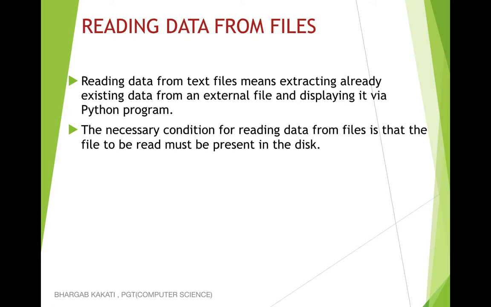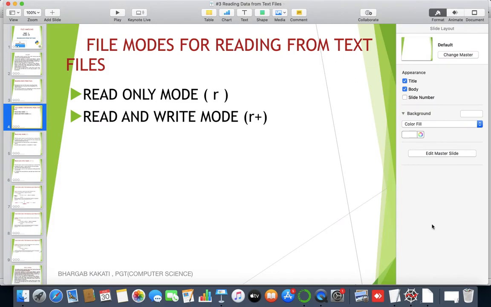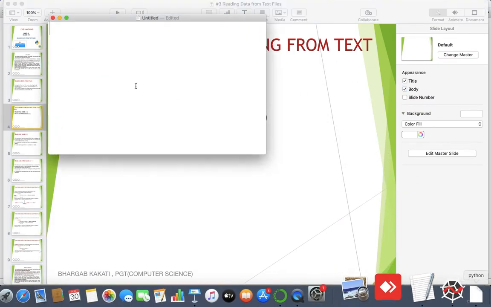For example, let's say you want to read a book. Now for reading the book, what is the condition? The condition is that the book must be present. If the book is not there, then how can you read something from the book? Therefore, here also the necessary condition for reading data is that you must already create that file and store it in the hard disk. So what we'll do, at first we'll create a file and then store it in the default Python directory.